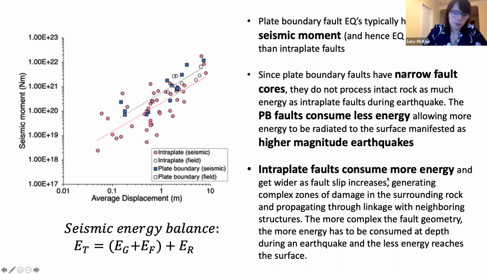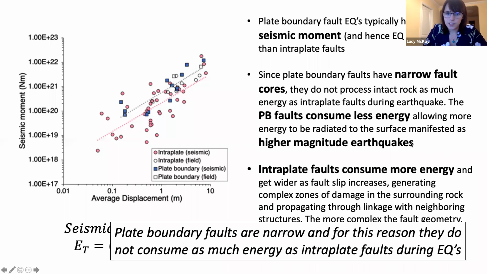Whereas for intraplate faults, as they get wider, they generate more complex fault geometry. Therefore, more energy has to be consumed here, and less energy can therefore be released to the surface. So in summary, Highland Boundary Fault included, all plate boundary faults have narrow fault cores, and for this reason, they don't consume as much energy as intraplate faults during earthquakes.